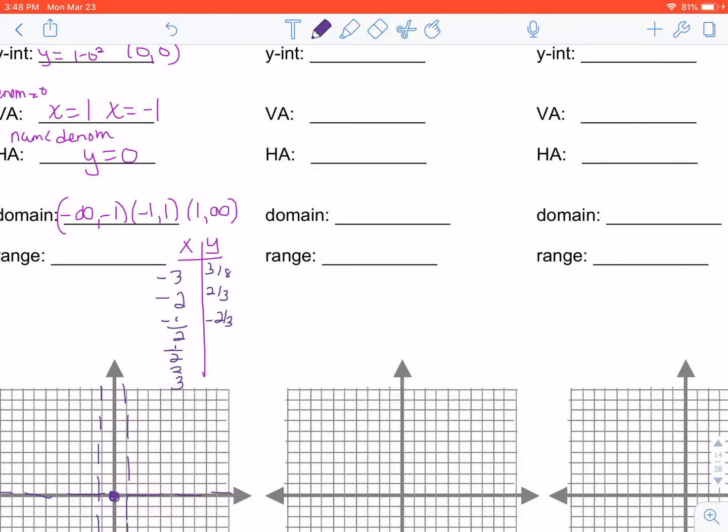So plugging in the -3, we get 3/8. Plugging in the -2 is 2/3. Plugging in a -1/2 is -2/3. And then we're plugging in a +1/2, which is a +2/3. And then finally plugging in a +2 gives us a negative, and then we have negative.